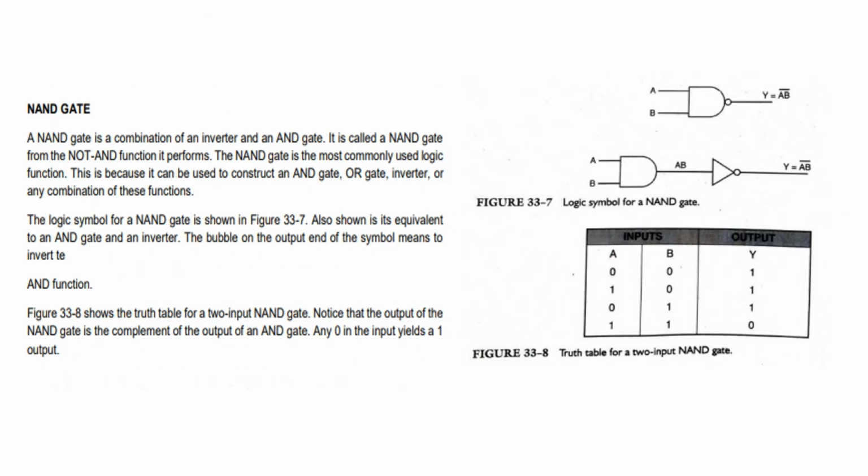Okay, so the NAND gate is the combination of NOT and AND. What you will be doing first here is the AND. So 0 times 0 is 0. Then apply NOT, so it becomes 1. 1 times 0 is 0. Then apply NOT, then it becomes 1. Same here: 1 times 1 is 1. Apply NOT, then it becomes 0.